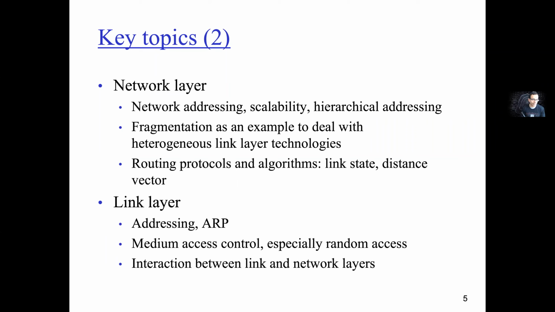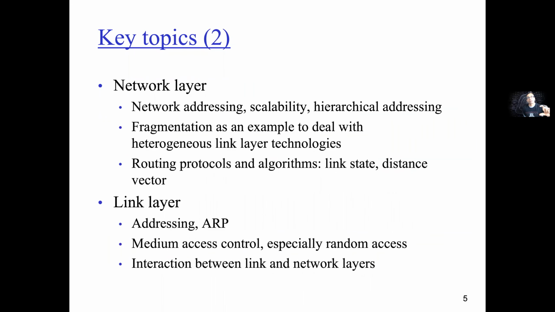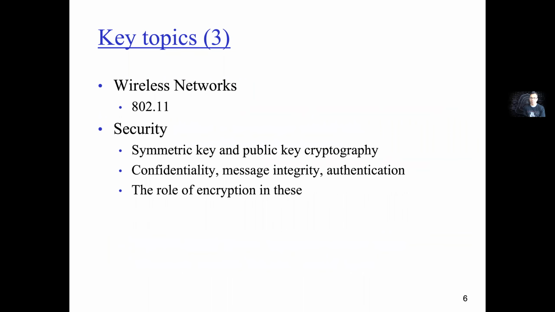So that's distance vector. And then finally, we got down to the link layer, the lowest layer that we study in this course, where we looked at MAC addresses, ARP, the issue of media access control, and in general, how your packets are actually moving across multiple links, right? And the interactions between the network layer and the link layer in order to do that.